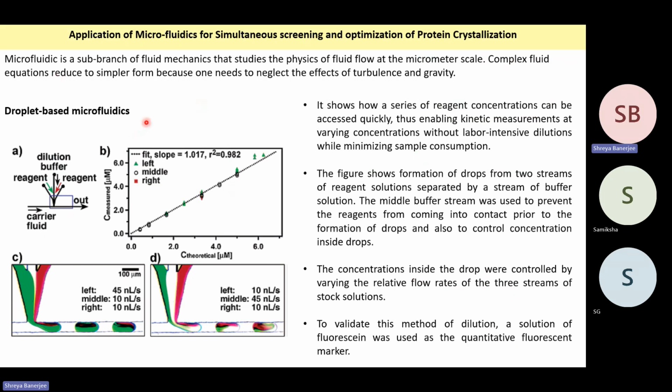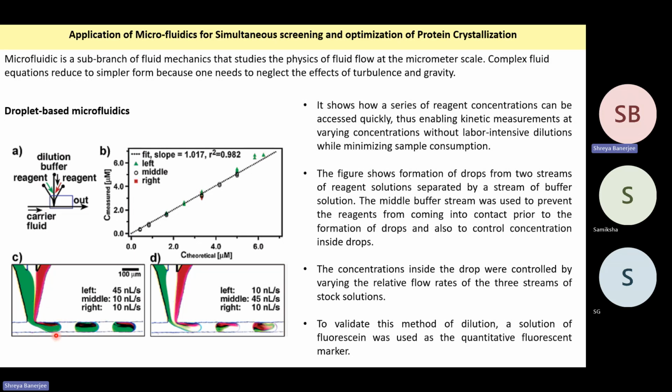And then the most advanced method that is used is something called droplet based microfluidics. So basically here what happens is you have three different tubes which are meeting at one place. In one tube you are putting, say, protein, in another tube you are putting the precipitant, in the third tube you are putting the solvent. So three different things are coming together to form drops. And so you can adjust the rate, the concentration of each of the things.